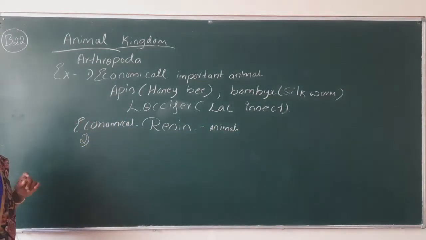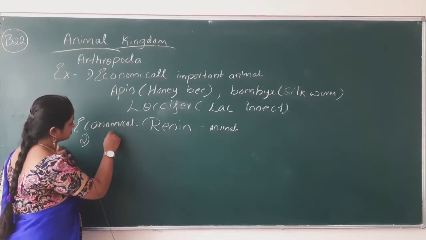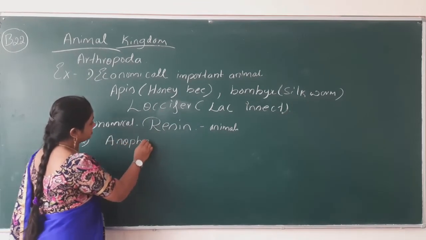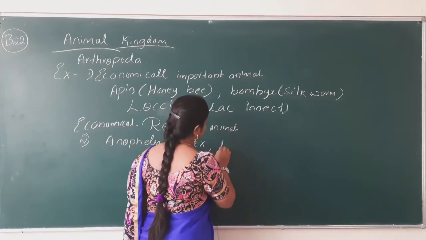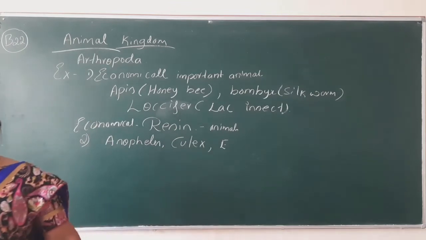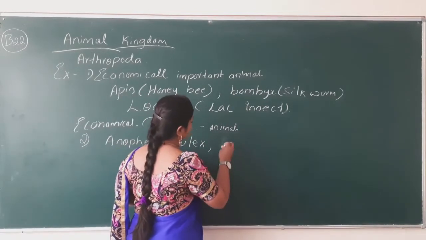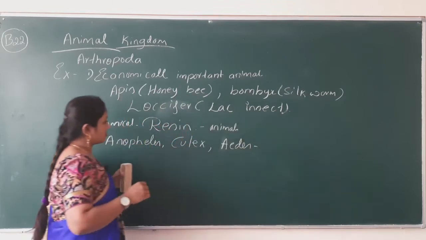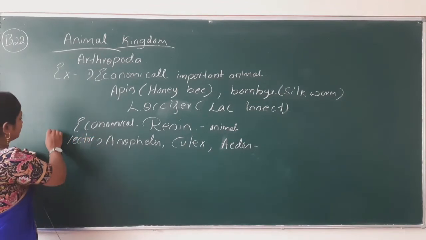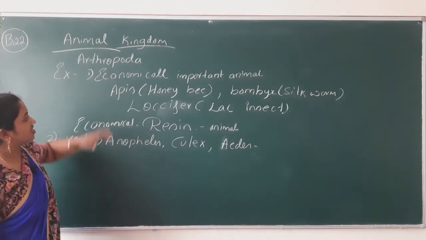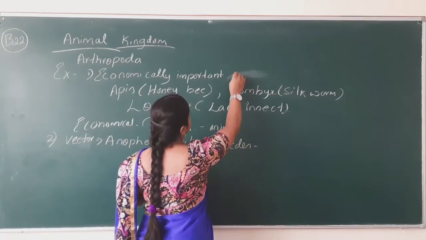And then the second example that comes under phylum Arthropoda is Anopheles mosquito, Culex and Aedes. So these are the disease causing insects. Biologically it is called a vector. The first one we studied here is economically important animal, or to make it correct, a better suitable word for this is insect.